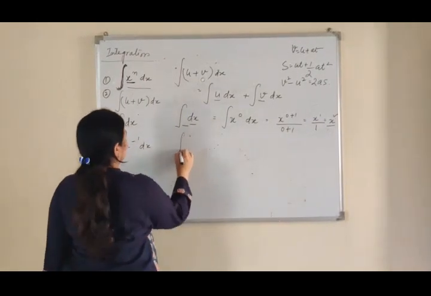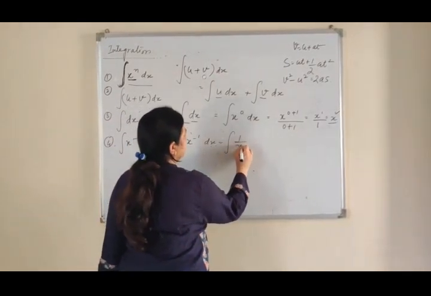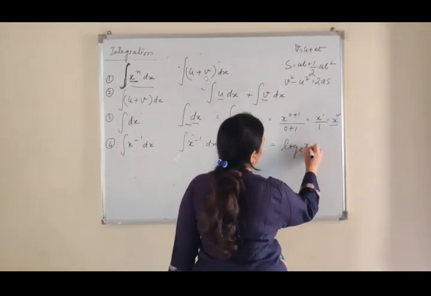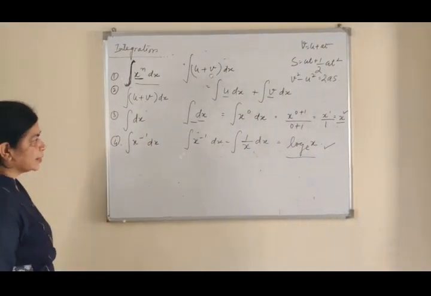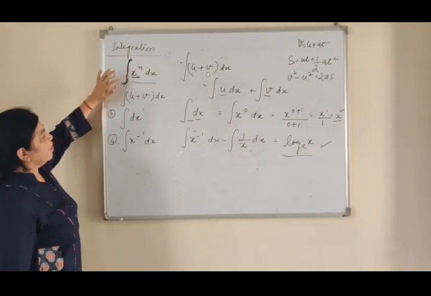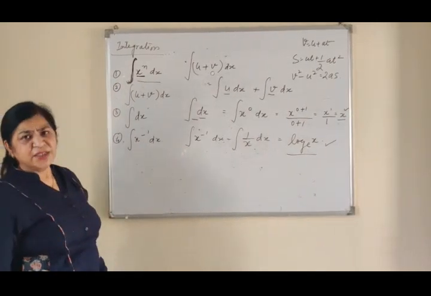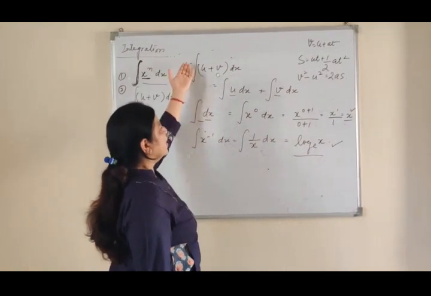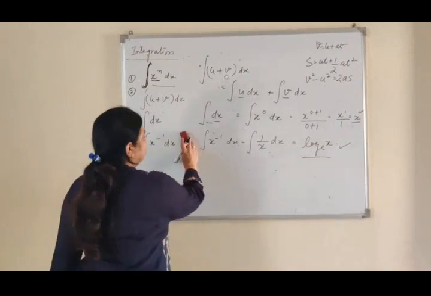Now if you are having x power minus 1 into dx, or this can be written as 1 by x dx, so its integration will be equal to log x. This is a result that you must memorize. Now when we were doing all these integrals, you can see that I have not mentioned the interval in which this quantity is to be integrated, from where to where, means what are the limits.